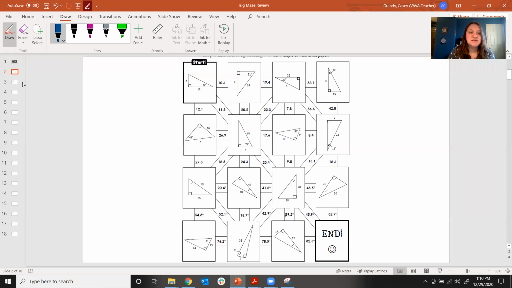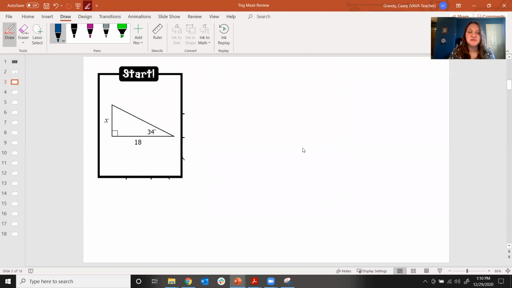Okay, so let's start at start. Remember, we need to use SOH CAH TOA when solving. Even if it's a side or an angle, we still need SOH CAH TOA. So let's write that at the top of the paper.